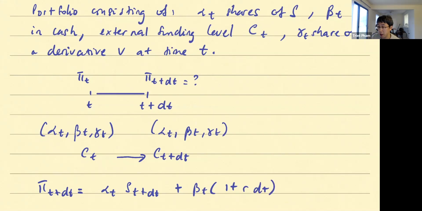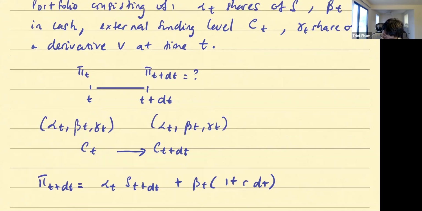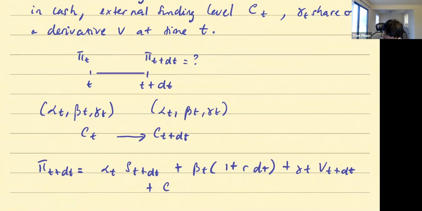Because that's the interest rate that's earned in that time period. And then the gamma, the share, will be the new value of the derivative at that time. And then plus the new level of funding, wherever that is. Is that okay?